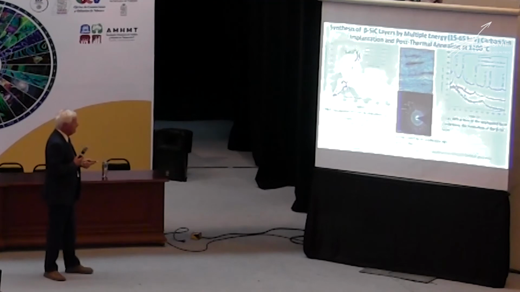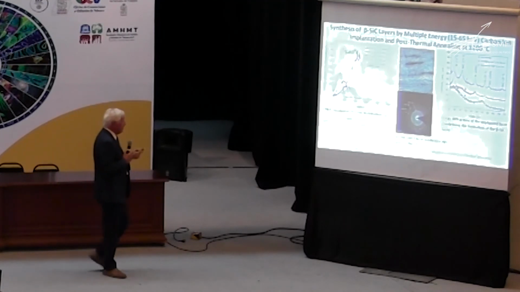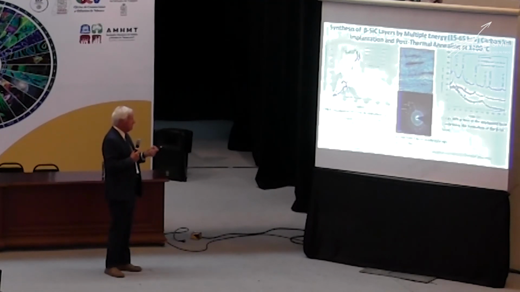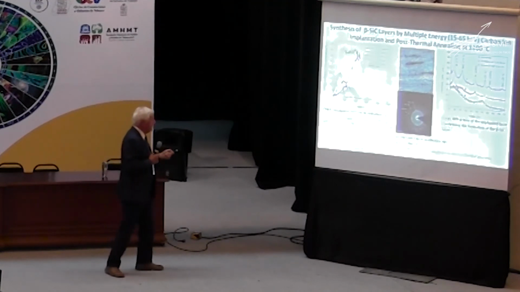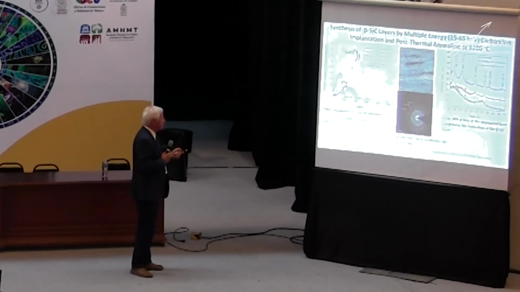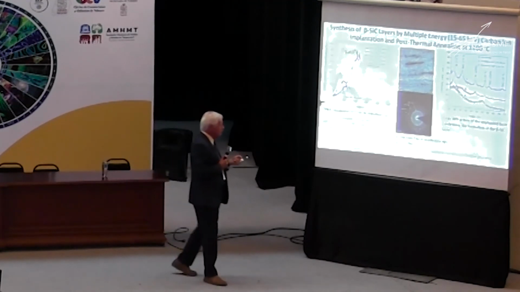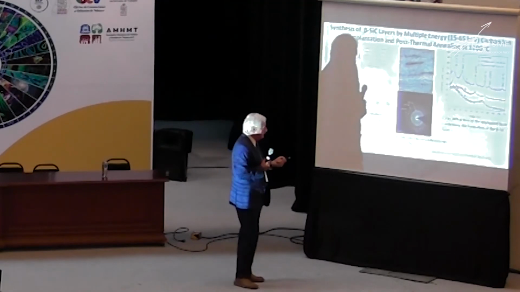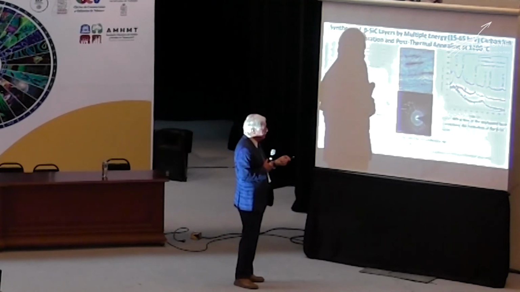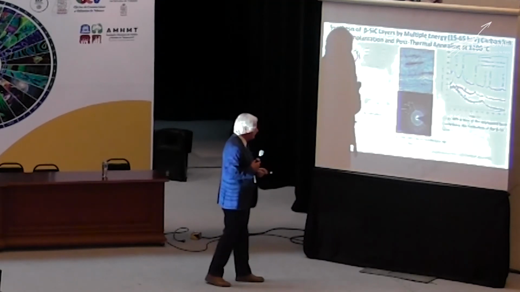So here's synthesis of some of these silicon carbide layers by multiple energy carbon ion implantation. And you can see here a number of these different peaks, the concentration of the carbon for different fluences. It's a TRIM simulation. And then over here you can see X-ray diffraction of the implanted layer, which confirms the formation of beta silicon carbide.